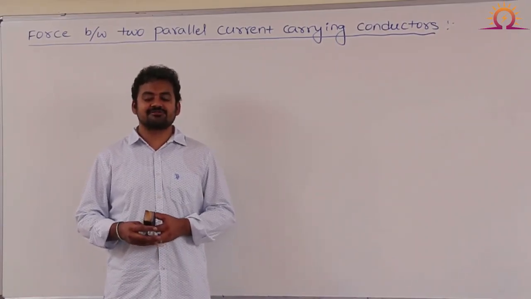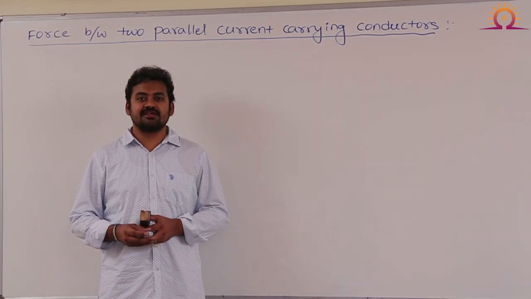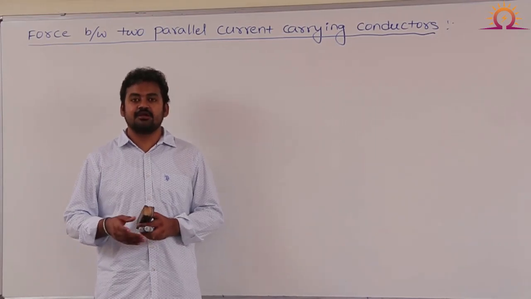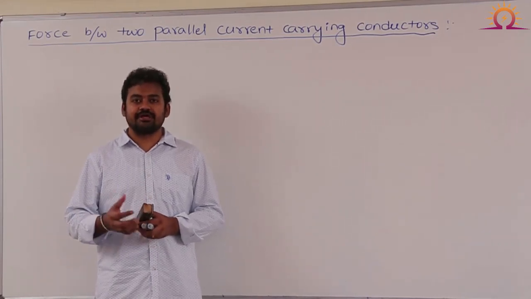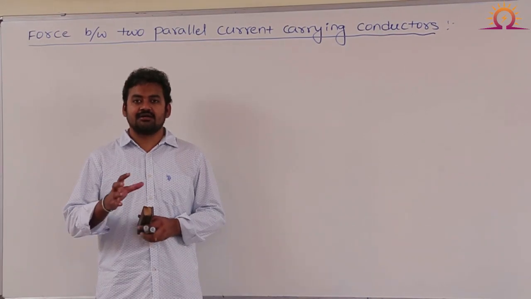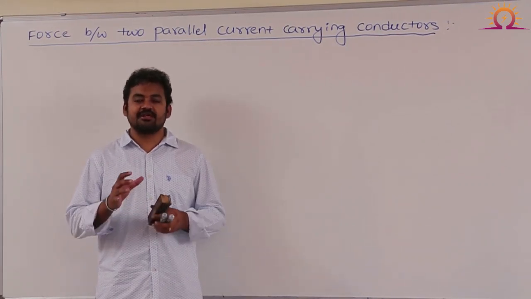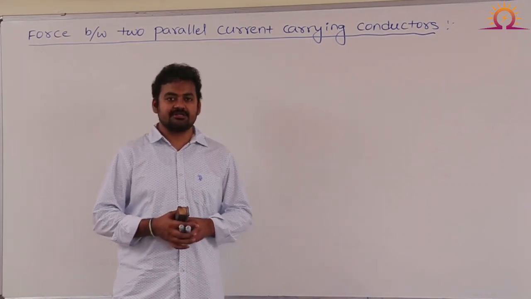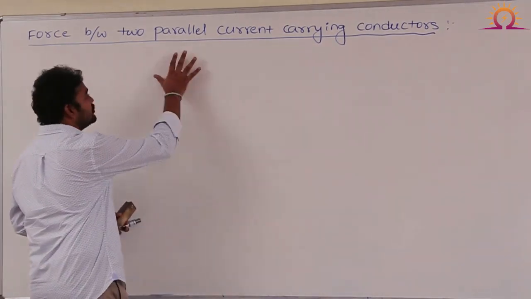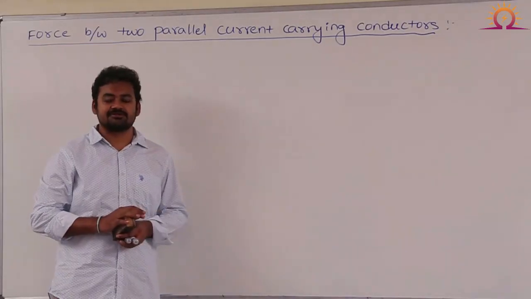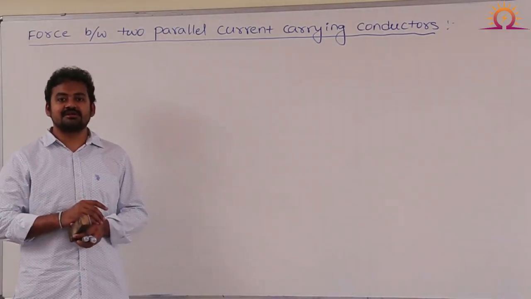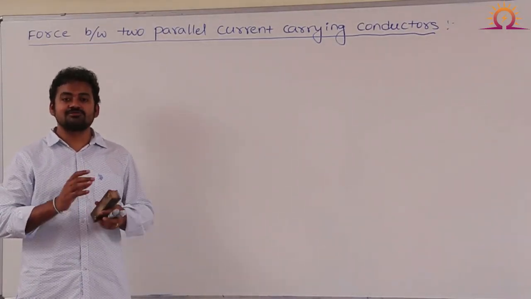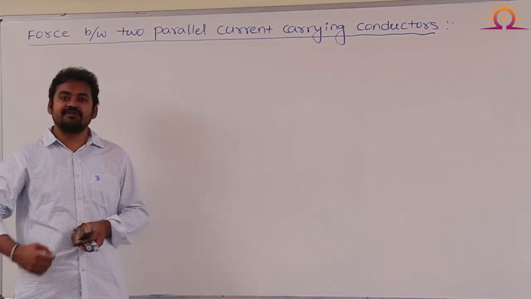So far, we have studied flux, MMF and reluctance relation, and also how to calculate reluctance and how to calculate flux density in a given magnetic core. Now let me move to the next concept, that is force between two parallel current carrying conductors. If two conductors are carrying current and are placed parallel to each other, they will experience a force on them.